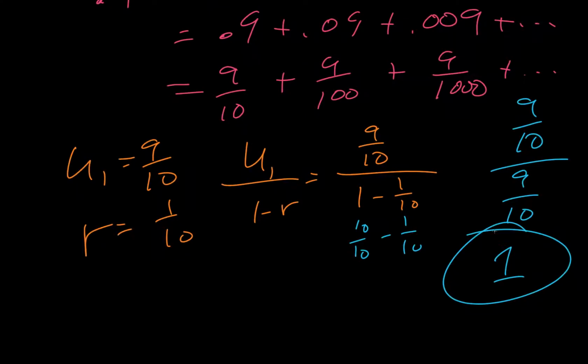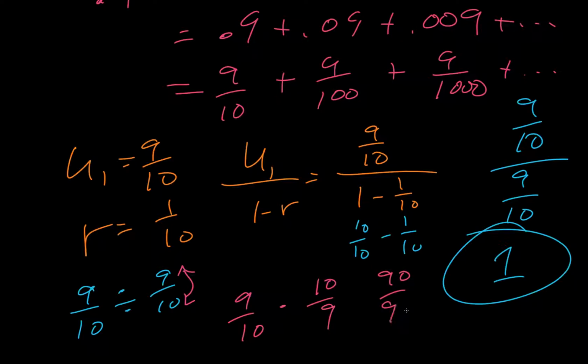If you feel like that was a little too quick, we can just do the same thing. 9/10 divided by 9/10. We flip the second one over. Multiply the top, get 90. Multiply the bottom, 90. 90 over 90 is 1.